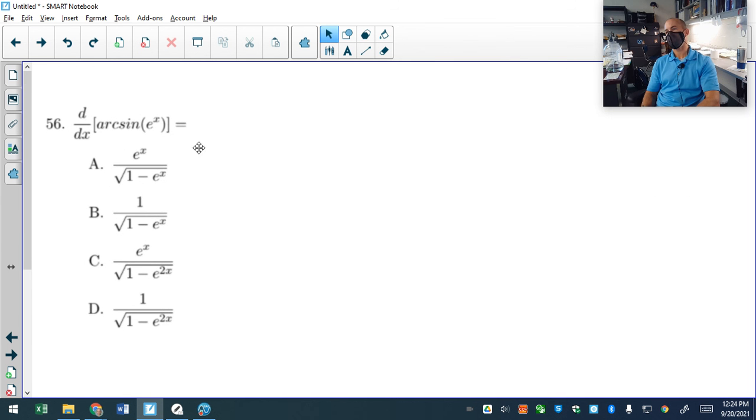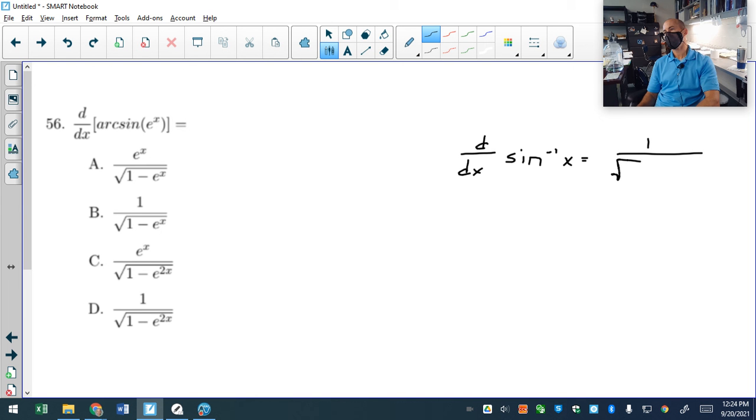What about 56? Arc sine of e to the x. Okay, let's start. What is the derivative of arc sine x? Good. 1 over root 1 minus x squared. But just like the last one, this is not just arc sine x, it's arc sine of something else. So we will leave that something else alone. And we'll do the derivative of arc sine first, which is 1 over root 1 minus inside squared, and my inside is e to the x.